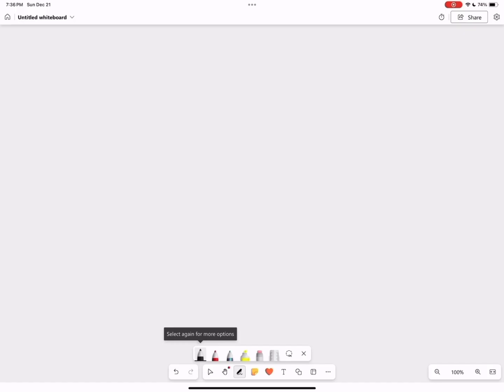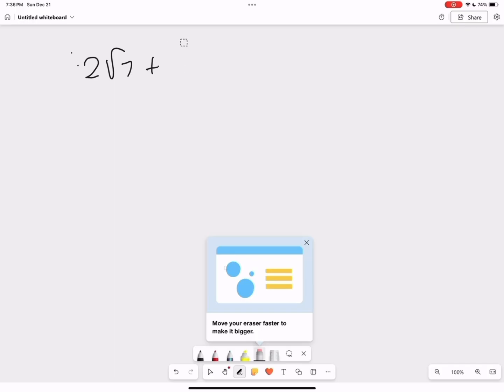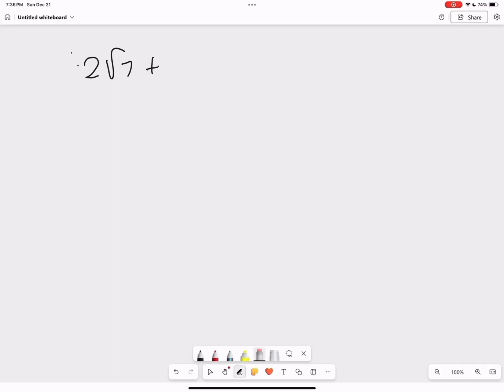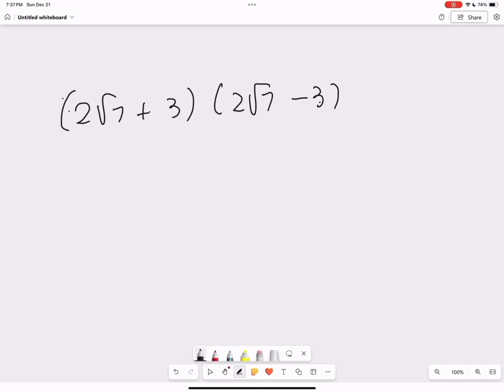So if we have 2 times the square root of 7 plus 3, times 2 times the square root of 7 minus 3. When you have something like this, it's the difference of squares identity, but we're just going to go ahead and FOIL. So remember, FOIL: first terms, because these are the first terms of each. So let's actually write this out.